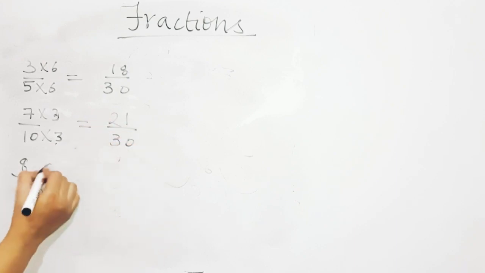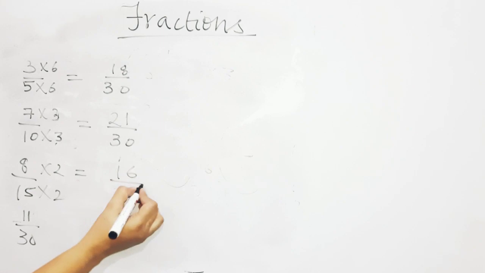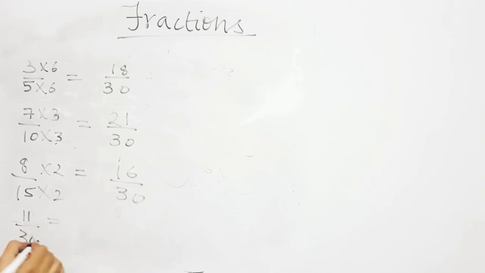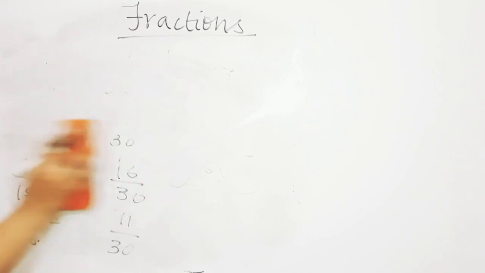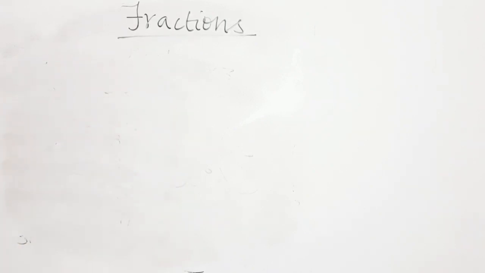Now coming to this one, it will be multiplied by 2. So it will be 16/30. This one is already 30, so it will be 11/30. So this is how you will convert unlike fractions into like fractions. I hope you have understood, students. In the same way, you have to do question number 3. Question number 3 you have to do in the maths homework copy. You have to take the LCM of the denominators and then compare them.